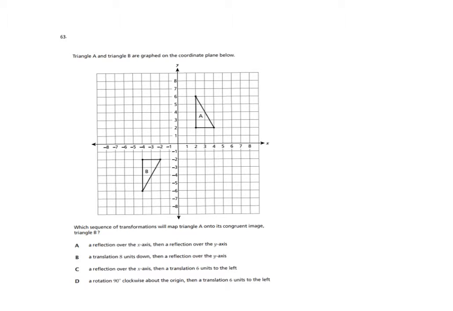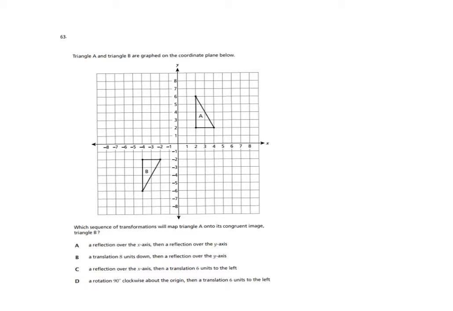All right, so I got this question. Triangle A and triangle B are graphed on the coordinate plane below, right? Which sequence of transformations will map triangle A onto its congruent image, triangle B? Now, first of all, if you see the answers, right?